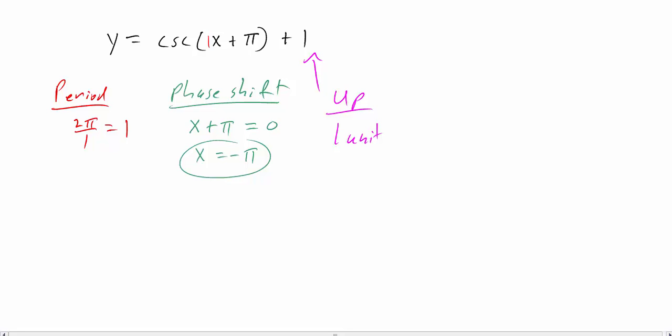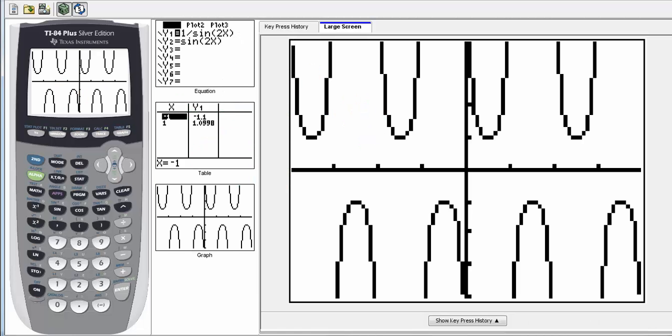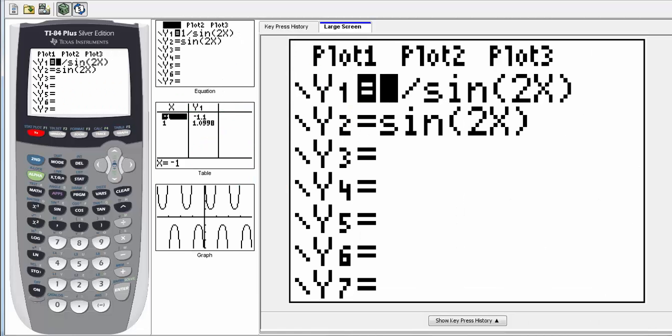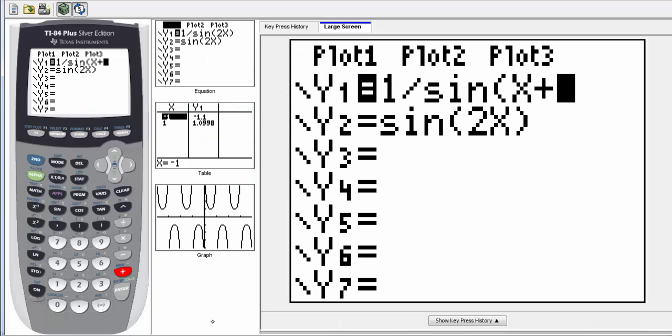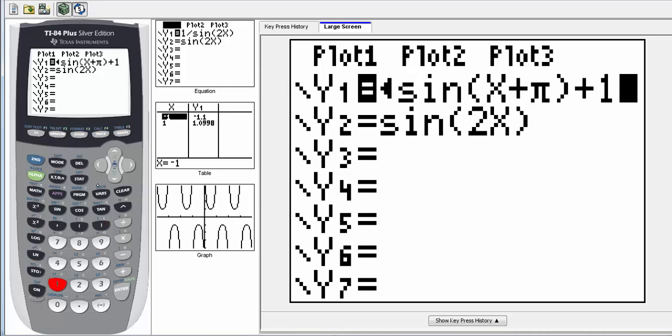So let's see if that happens to be the case. So if we look at the cosecant of x plus pi plus 1. In order to type that in, we're going to have to do 1 divided by the sine, okay? And this would be x plus, and what do we have here? Plus pi. So 1 over the sine of x plus pi, close the parentheses, okay? And then we want to add a plus 1.